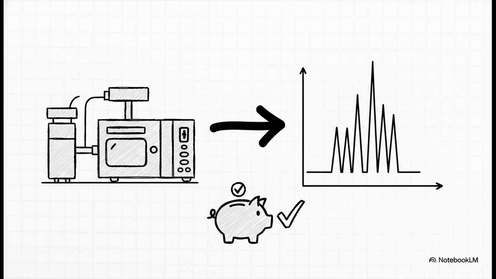And really, this is the key takeaway. It means you can now get that ultra-high performance, that sub-2-micron level of efficiency, but you can do it on the standard 400 to 600 bar HPLC systems you already have in your lab. You don't need to go out and buy expensive, specialized, ultra-high pressure hardware.